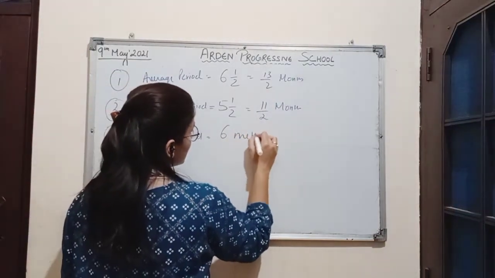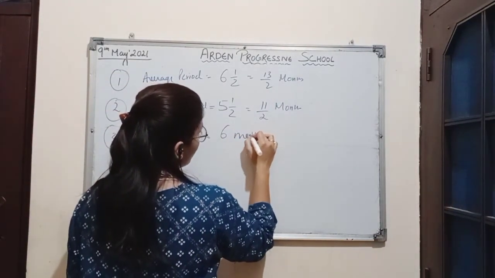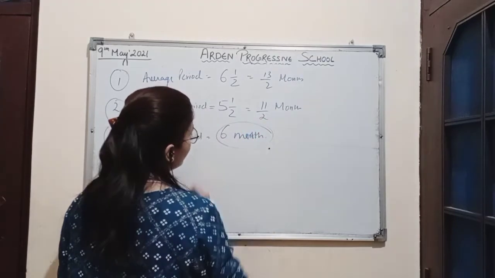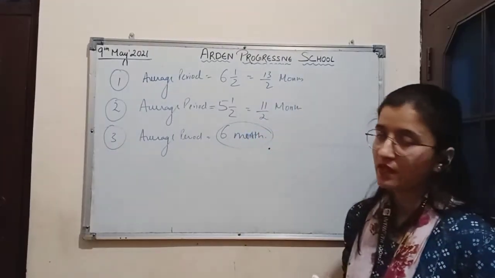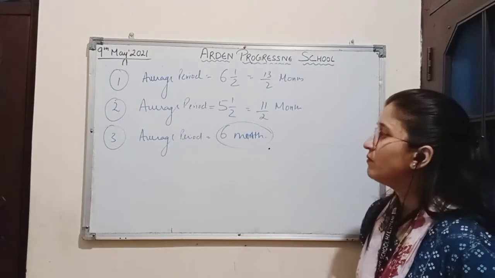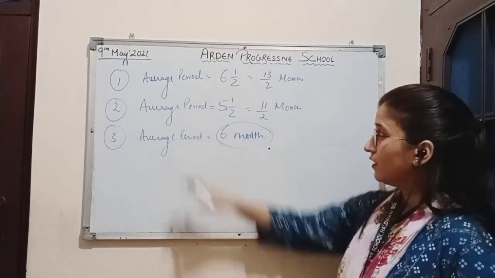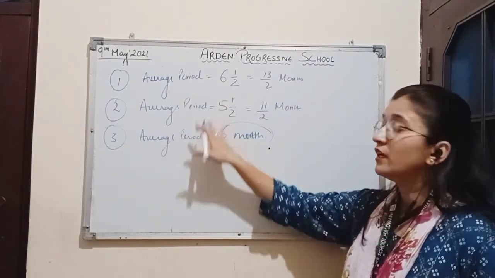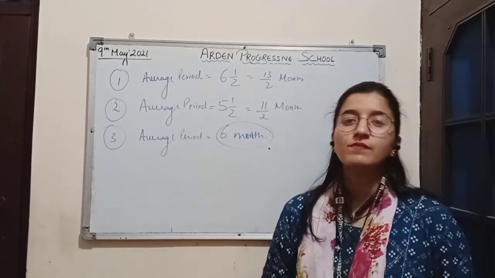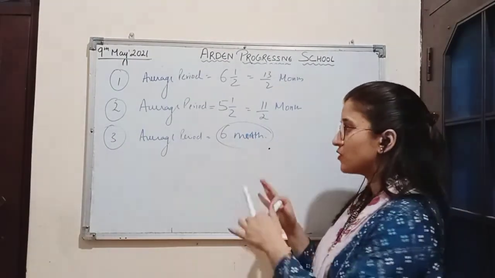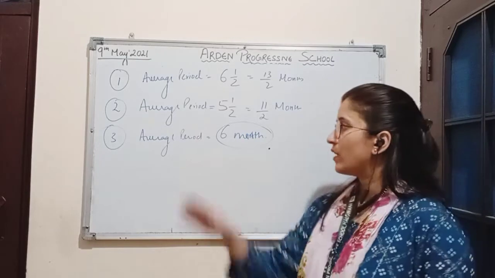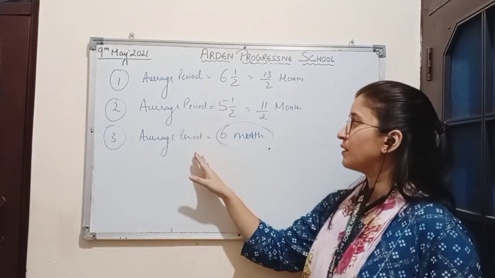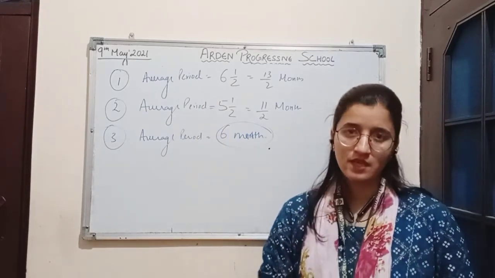in the third case, average period was calculated for 6 months. So this should be kept in mind while calculating the average period in all 3 cases. Now we will be solving one numerical question based on all these 3 cases, where average period should be kept in mind in each particular case.